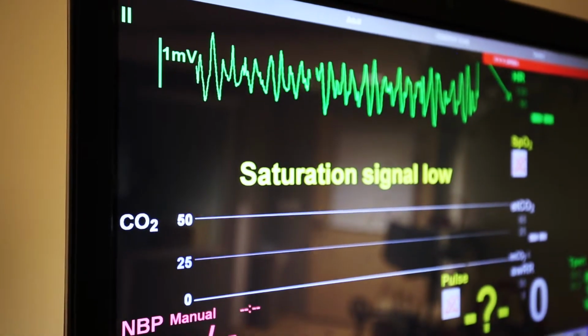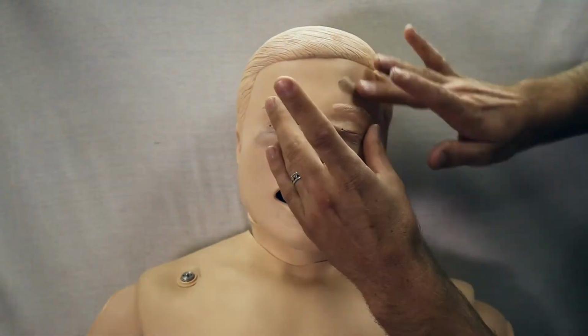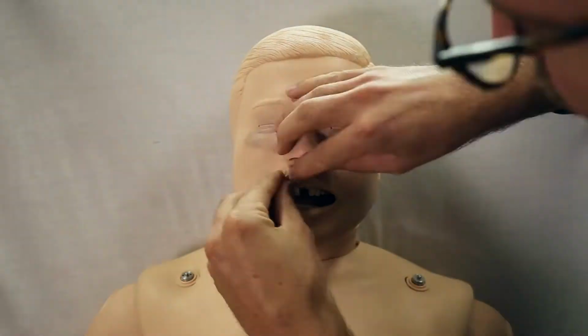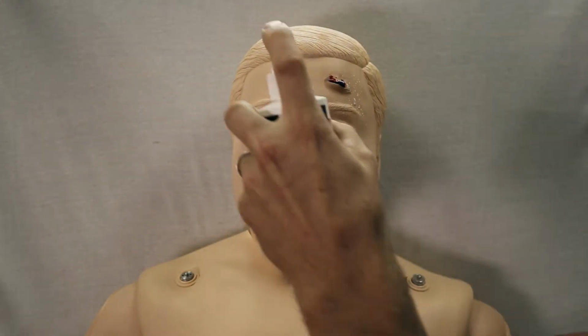You may also encounter medical moulage in your simulation. Medical moulage is a way to add realism to the simulation. This can include bruises, open wounds, blood, sweat, or emesis.